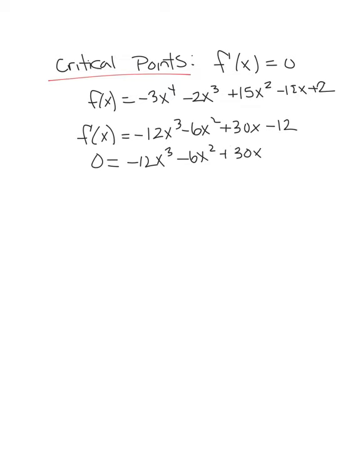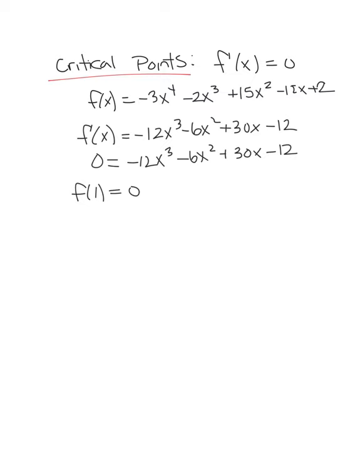So I'm going to go ahead and I'm going to use long division. Now again, if I do an f of 1, I get -12 minus 6, which is -18, plus 30, which is 12 minus 12, which is 0. So f of 1 again is a root.